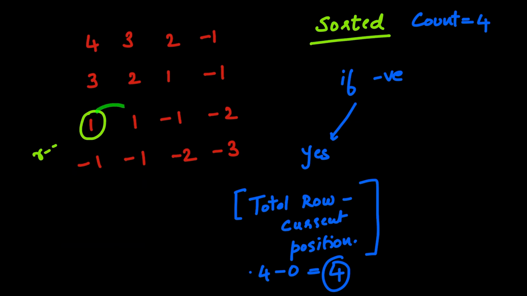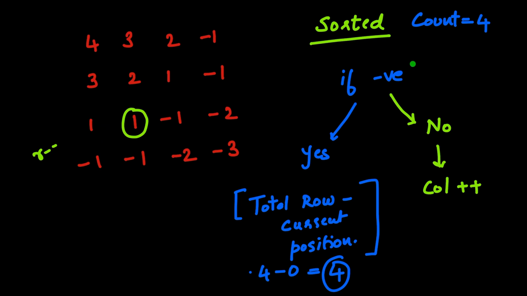We'll repeat the same process. The value is 1, which is not negative, so we'll go inside the no condition, where we'll shift towards the right to see if the next element is a negative value. In other words, we are incrementing the column pointer. As the next number is also positive, the same steps will be repeated, where we'll increment the column pointer.